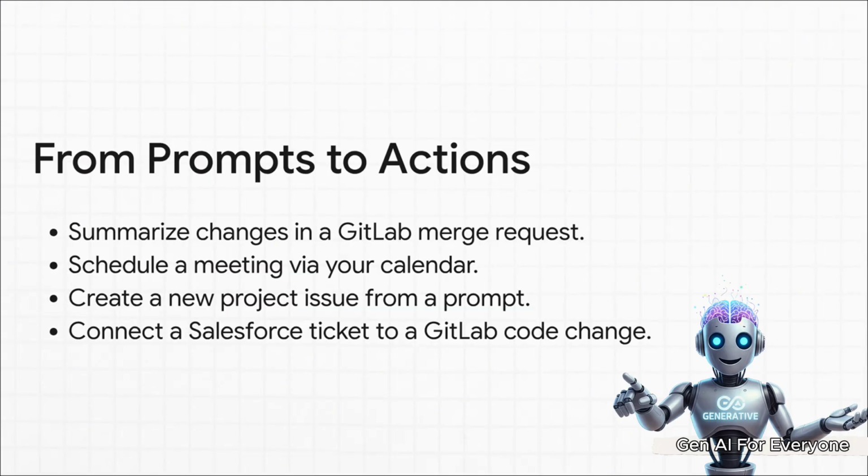Well, all of a sudden, you can ask an AI to do things that felt like pure science fiction not too long ago. It can look at code and summarize the changes for you in GitLab. It can schedule meetings on your calendar, or it can create tickets in your project manager. But here's where the real magic happens, the cross-system tasks. You can ask it to connect a customer support ticket in Salesforce directly to the line of code in GitLab that fixed the bug. I mean, that is a massive leap forward.